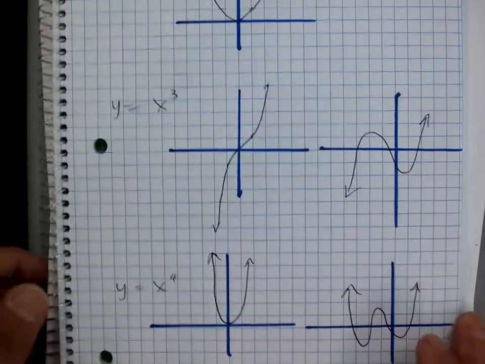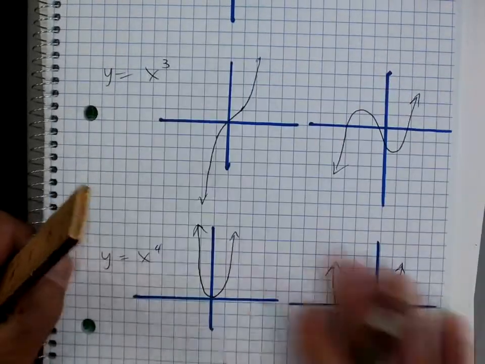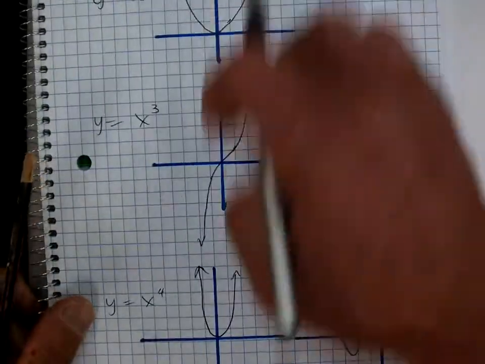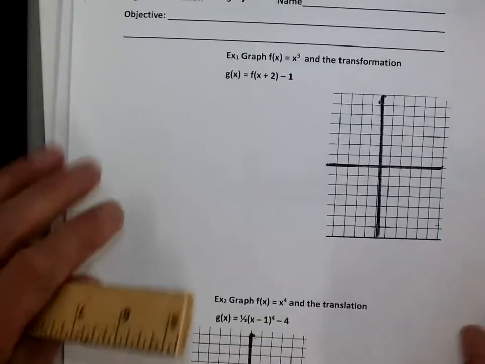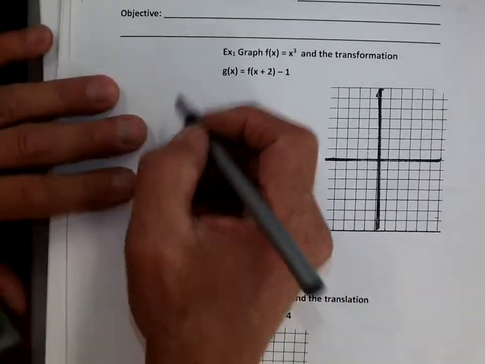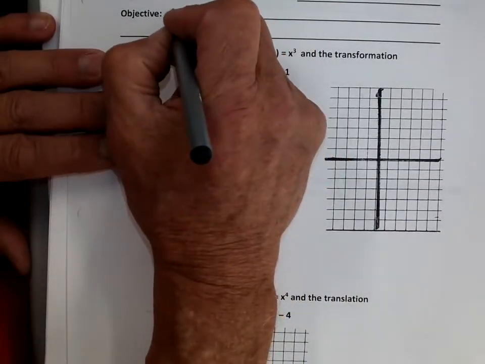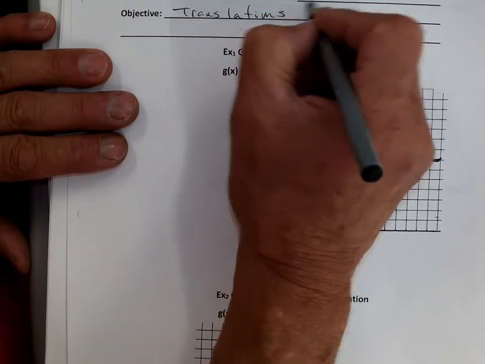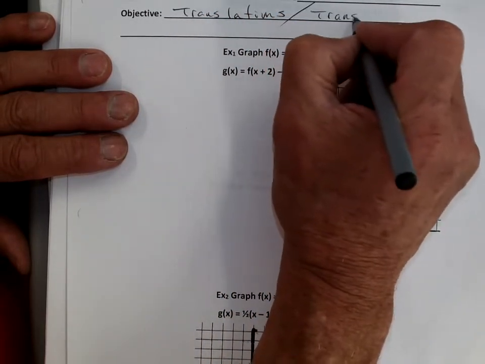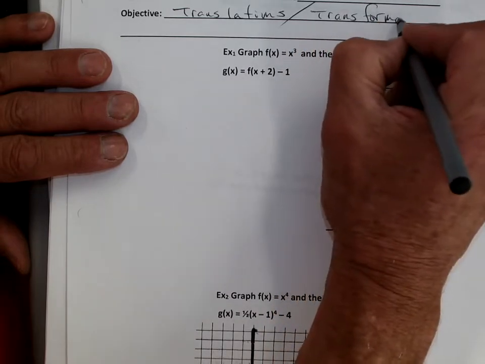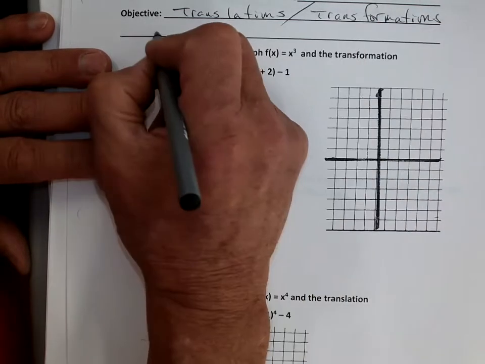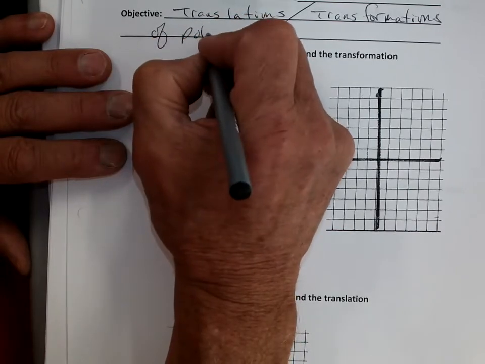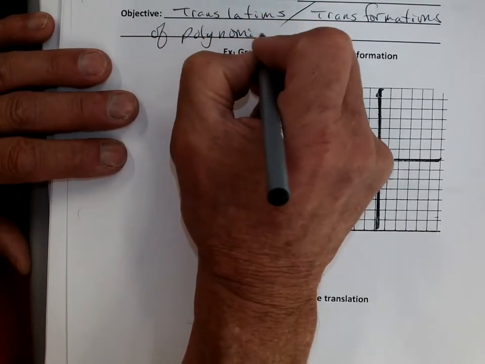All right. We need to revisit this before we take a look at the lesson, okay? So we're going to take these and others, and we're going to move them, okay? So let's take a look at the notes, okay? So here we go. Lesson 3.7. Translations and transformations of polynomials.